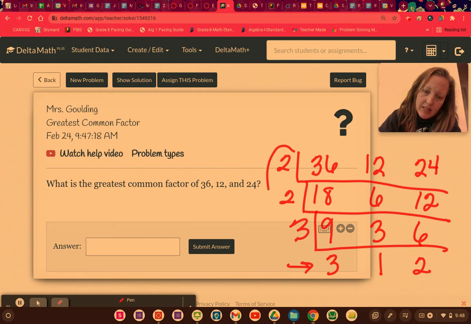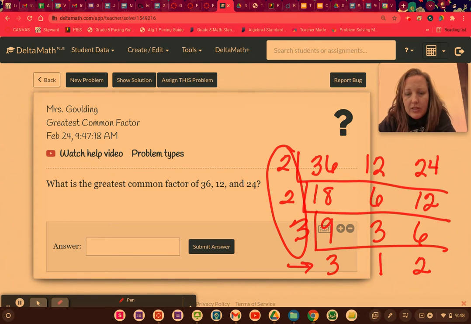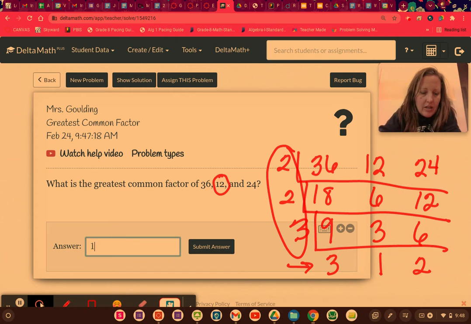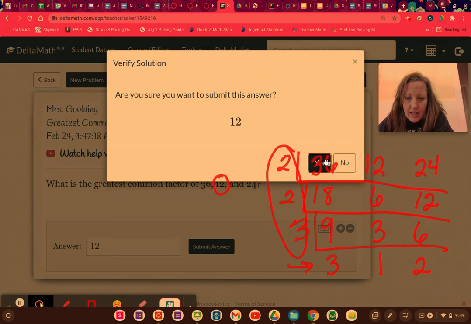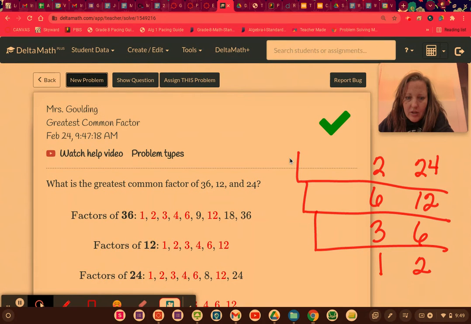Then I take these right here and multiply them all together. 3 times 2 is 6, times 2 is 12. I know it doesn't always work out that way, that it's one of the numbers, but in this case my answer is 12. That's the largest number that goes into all of them. Maybe you don't even need all that. You can just tell, and what makes it easier as you go is knowing your multiplication facts.